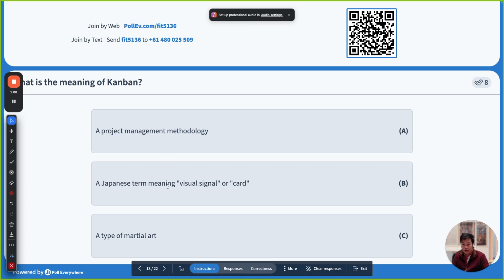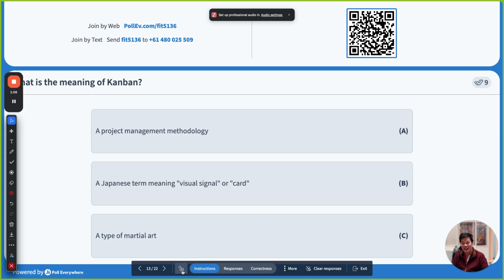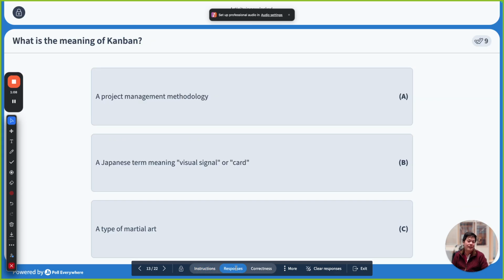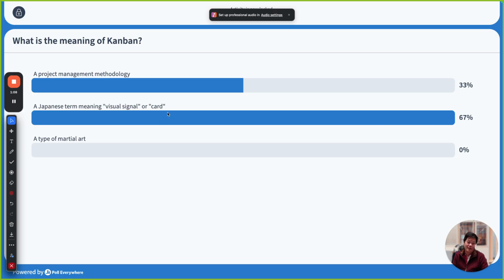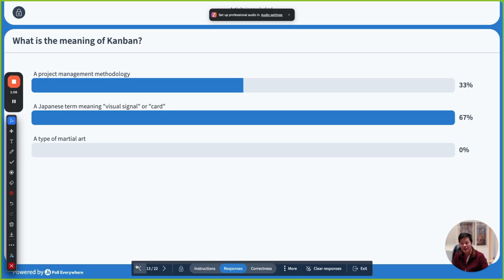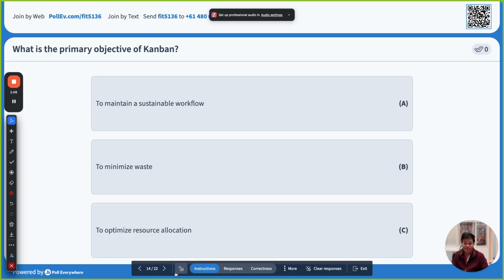Okay, so what is the meaning of Kanban? Not what is Kanban. What is the meaning of Kanban? Basically, it is a Japanese term meaning visual signal or card. That's the meaning of Kanban, but it's not what Kanban is. All right. Next, what are the primary objectives of Kanban?